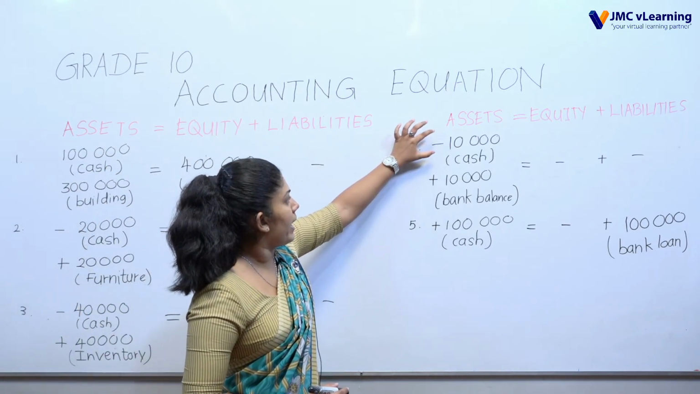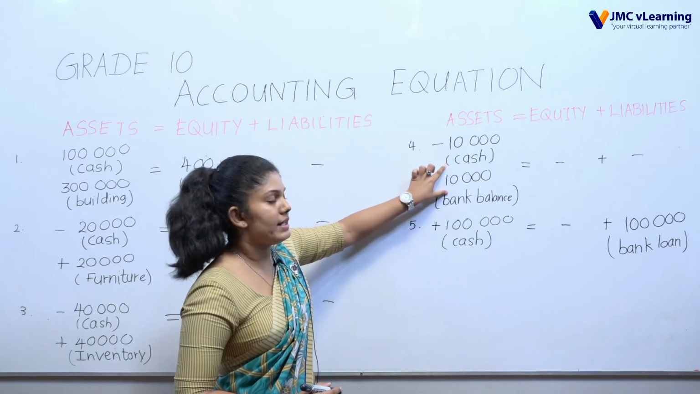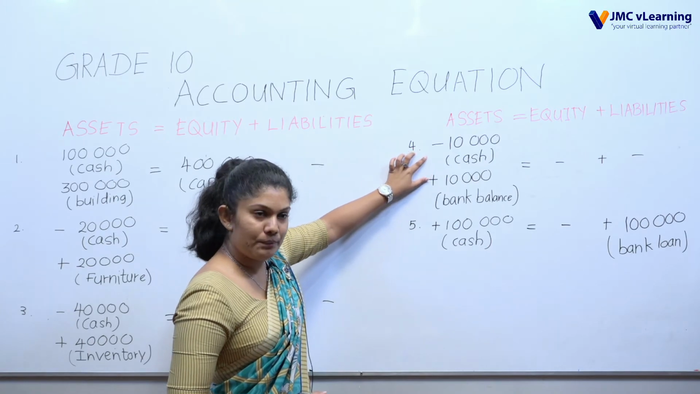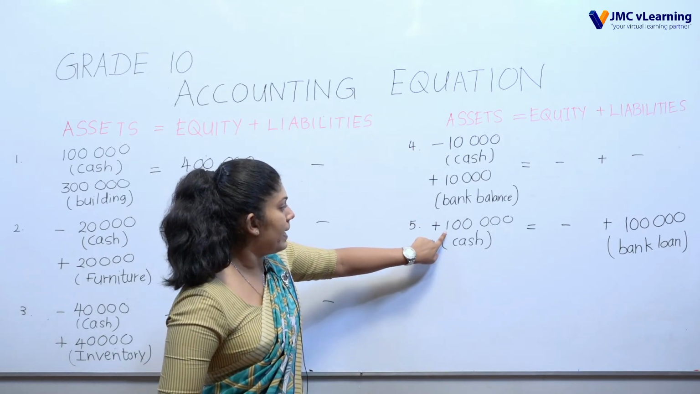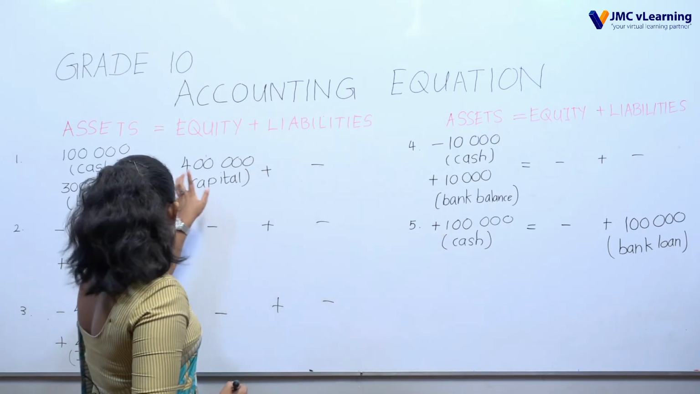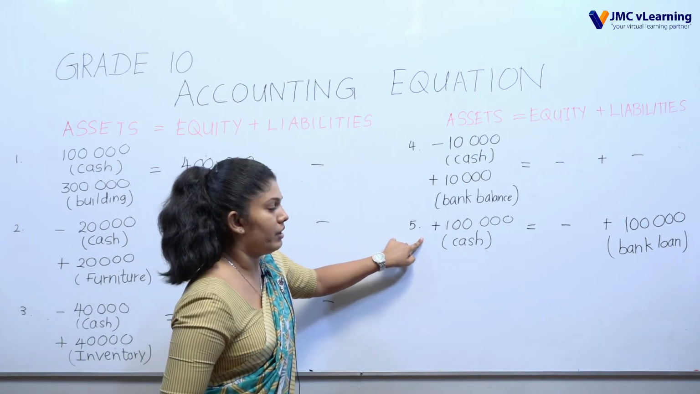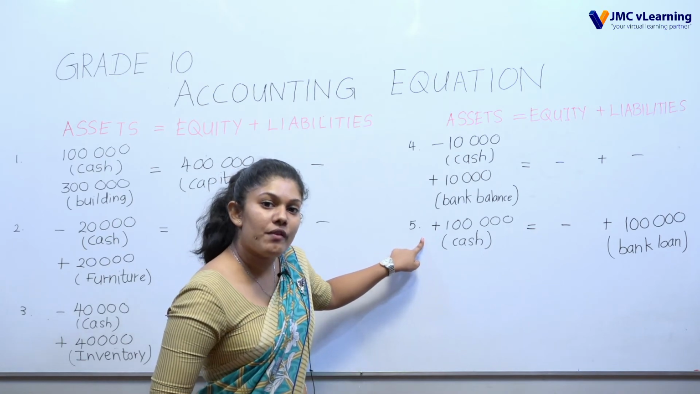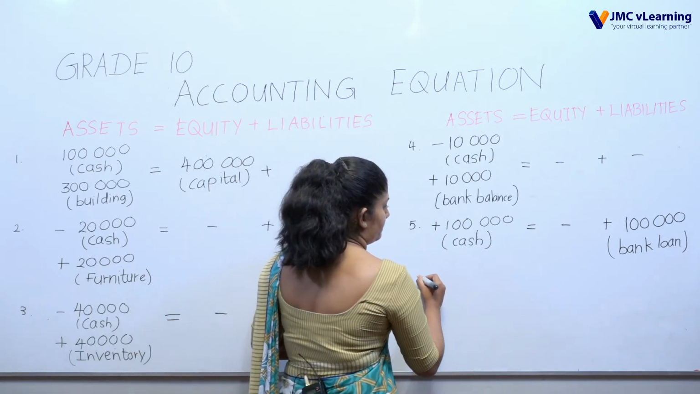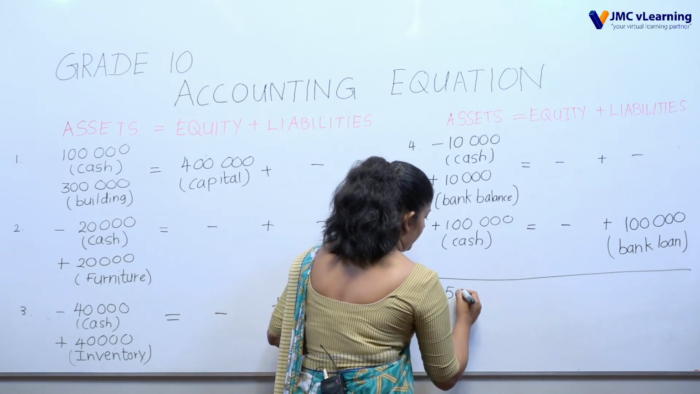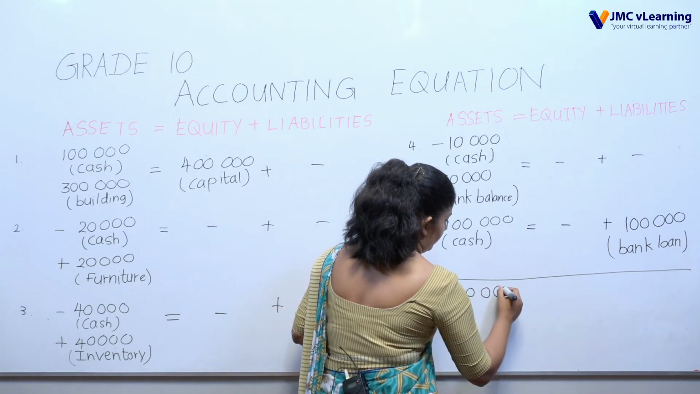They are also the same, minus 10 plus 10. The impact is 0. Next, plus 100,000 plus 400,000 plus 100,000, total is 500,000.